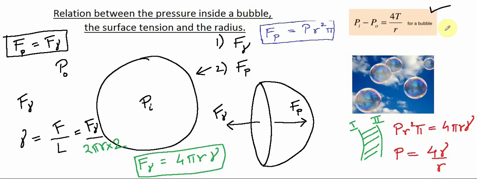This is the same as this. We are denoting the surface tension by gamma. Now here you have Pi minus P naught. Here we considered only the inside pressure. Outside pressure we assumed to be 0. So if you assume the outside pressure to be non-zero, then you will have minus P naught.